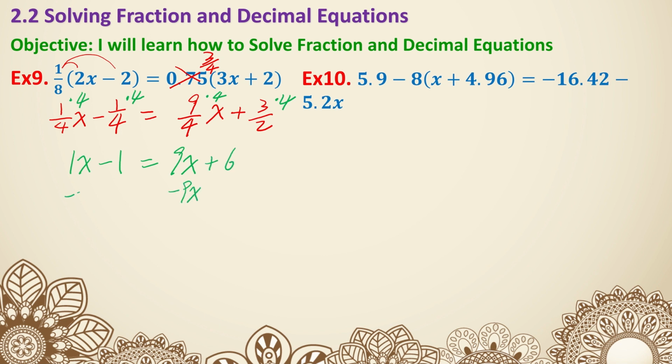Minus 9x on both sides. I got -8x minus 1 equals 6. Add 1 on both sides. So -8x equals 7. Then divide both sides by a -8. X is going to be -7/8. That is example 9.